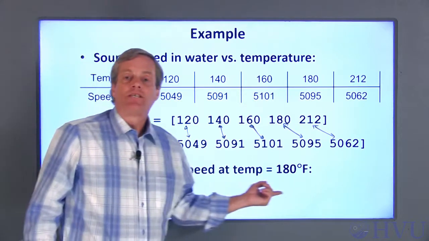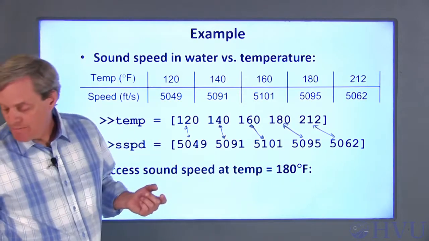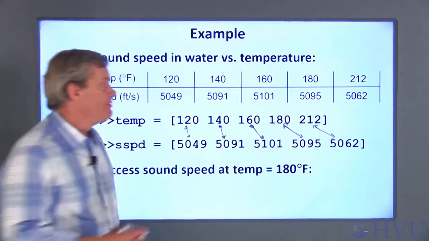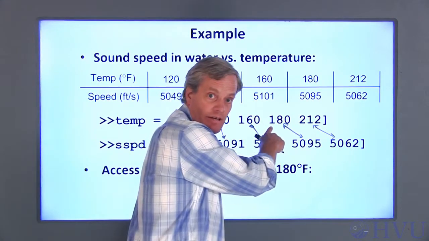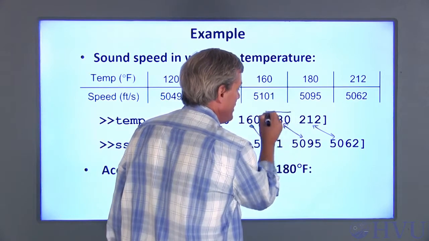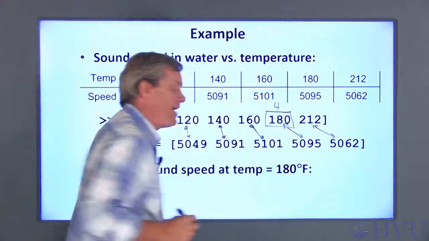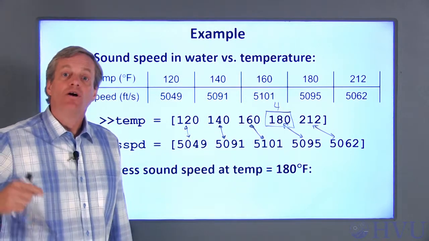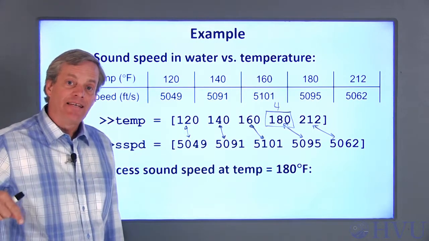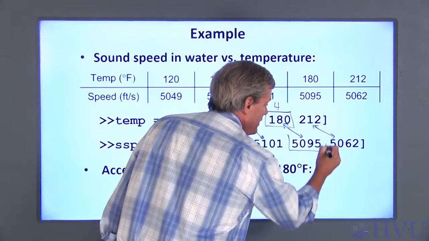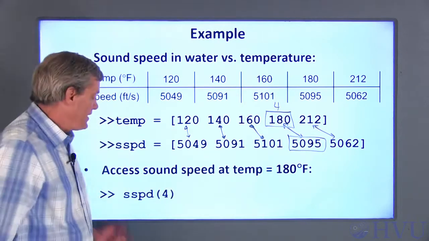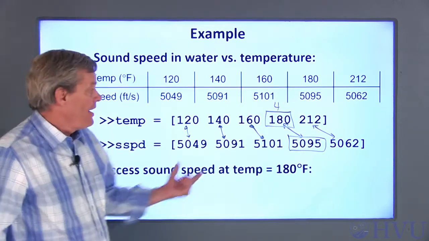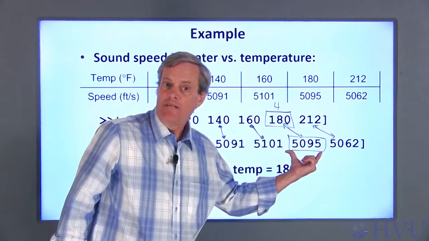Now, suppose I want to display the sound speed which corresponds to the temperature at 180 degrees Fahrenheit. First, I need to find the index of the 180 degree temperature in the temp array. That's the fourth element in the temp array. So to find the sound speed at that temperature, I go to the fourth element in the SSPD array. So I type SSPD of 4, and the number 5095 will be displayed.